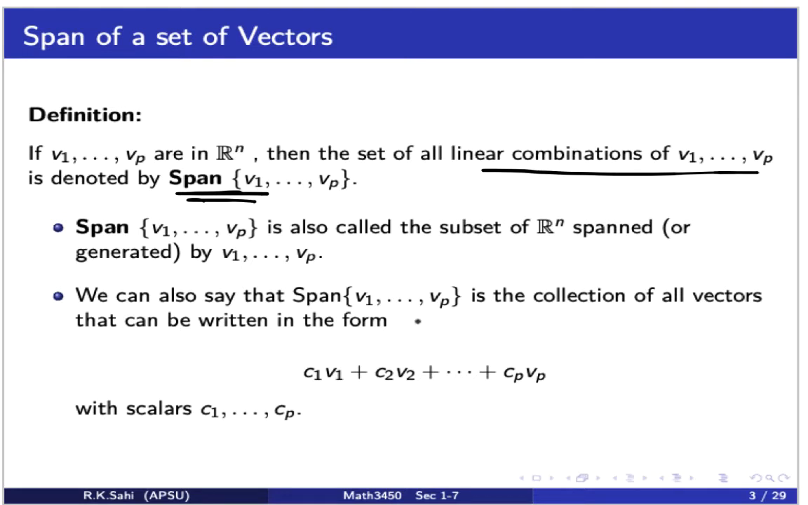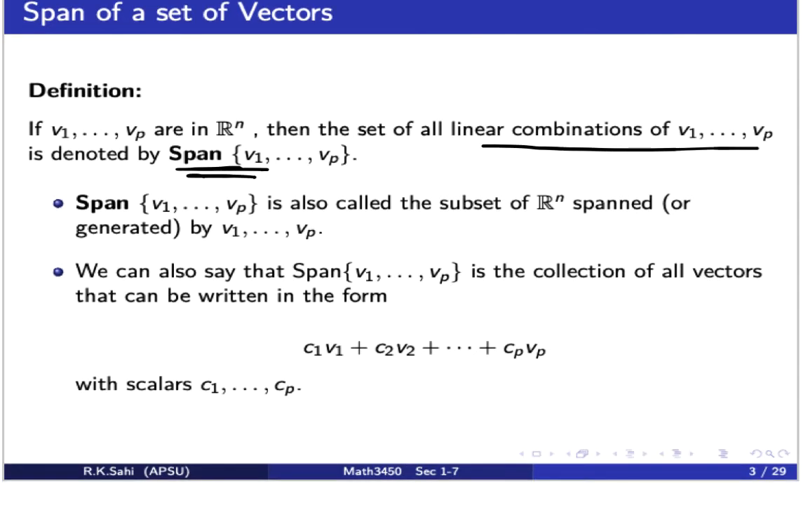Another way we can also say it is that the span of the vectors V1 to Vp is the collection of all vectors which can be written in the form C1v1 plus C2v2 plus ... plus CpVp with the scalars C1 to Cp. Okay.